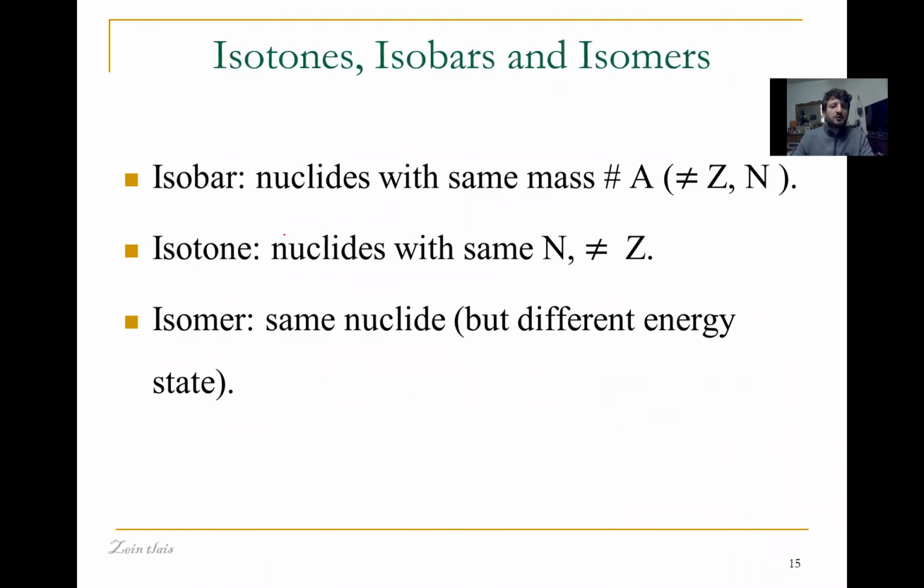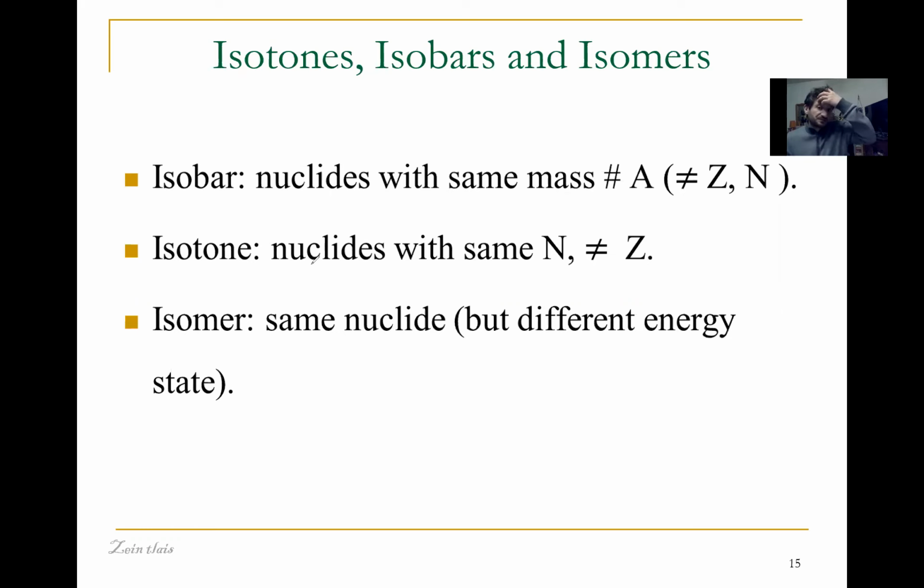Here, let me talk about isotones, isobars, and isomers. In general, first of all, isobar. Nuclei are isobars when the nuclides have the same mass number, A. We can say they have the same number of nucleons, okay?